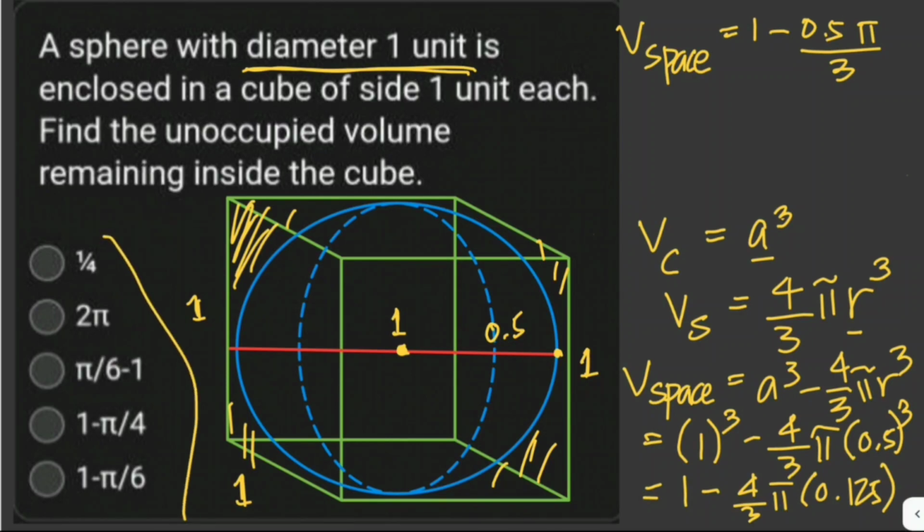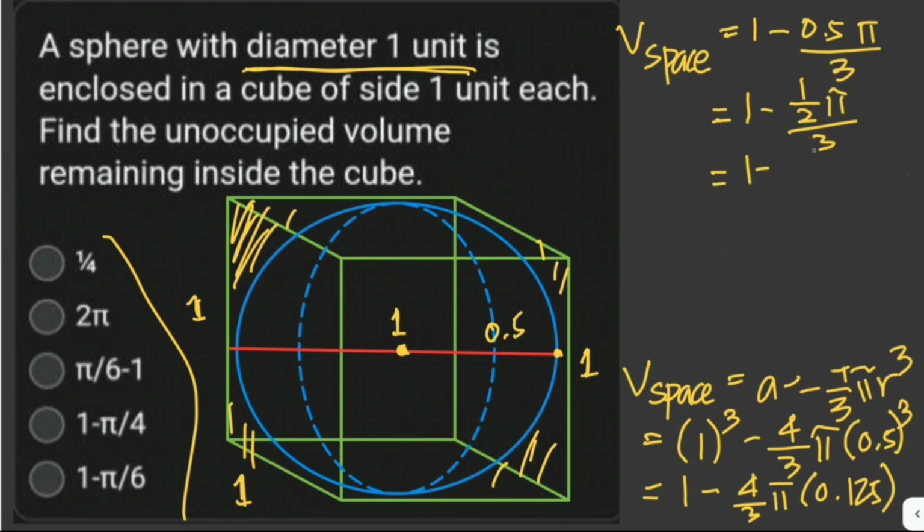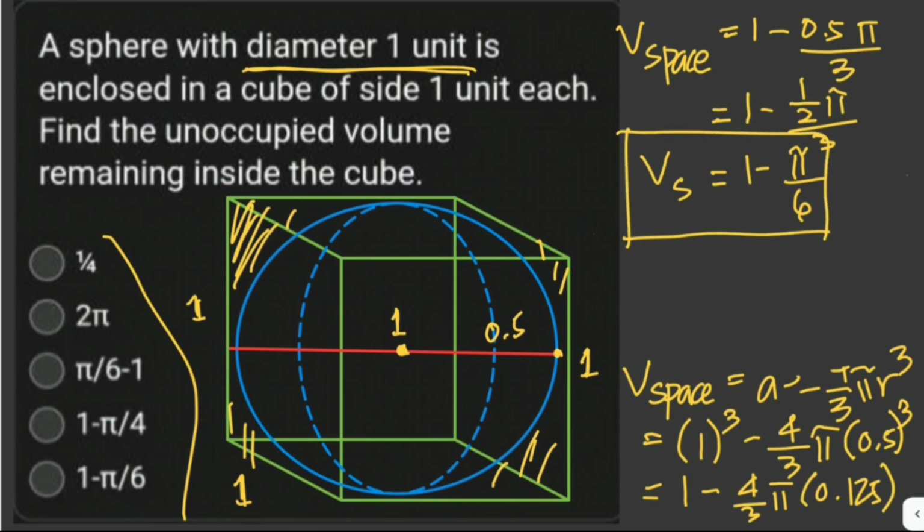Now we don't have 1 minus 0.5 pi over 3 in our choices here. So we can write 0.5 as 1/2. So this is 1 minus 1/2 pi over 3. So this is just equal to 1 minus pi over 6. Therefore, the volume of the unoccupied space here is just equal to 1 minus pi over 6. So this is our answer.